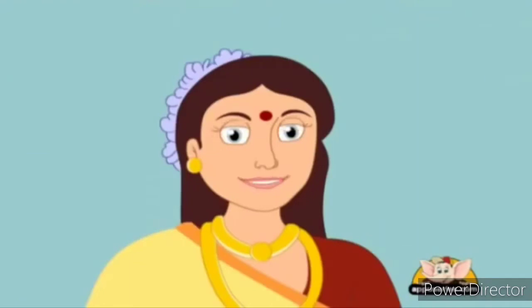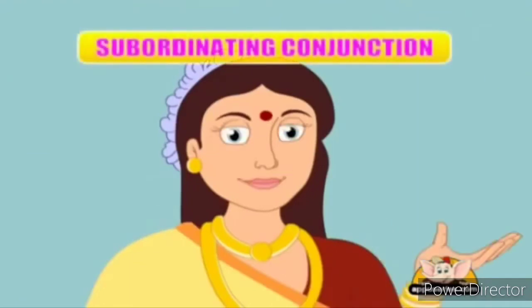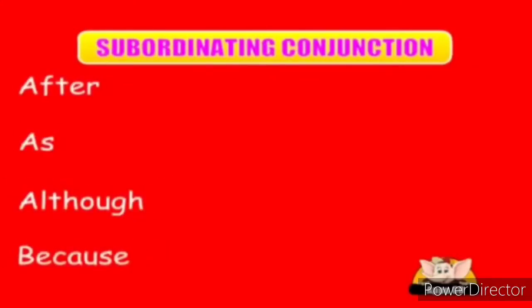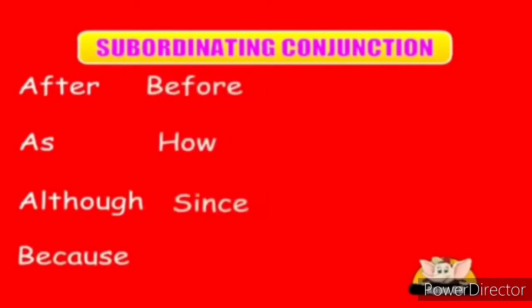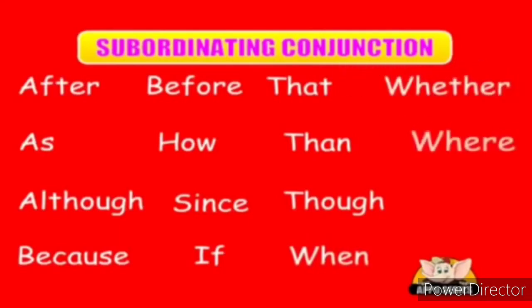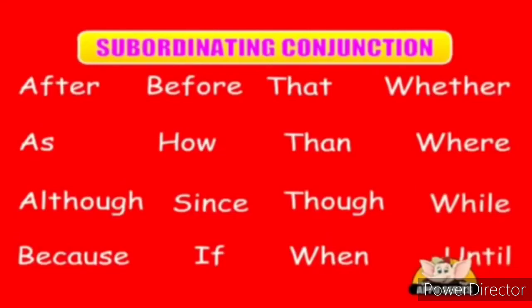There are different kinds of subordinating conjunctions that express different relationships. Some common examples are after, as, although, because, before, how, since, if, that, than, though, when, whether, where, while, and until.